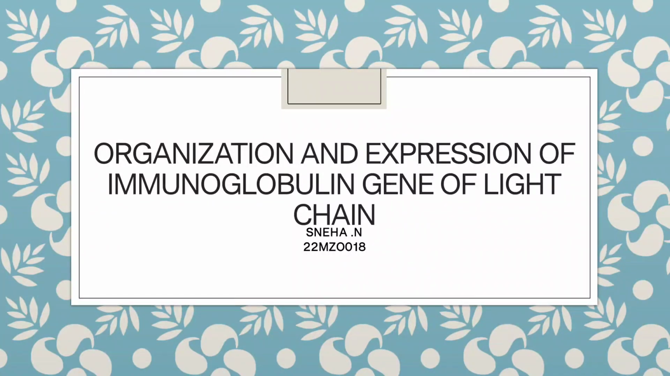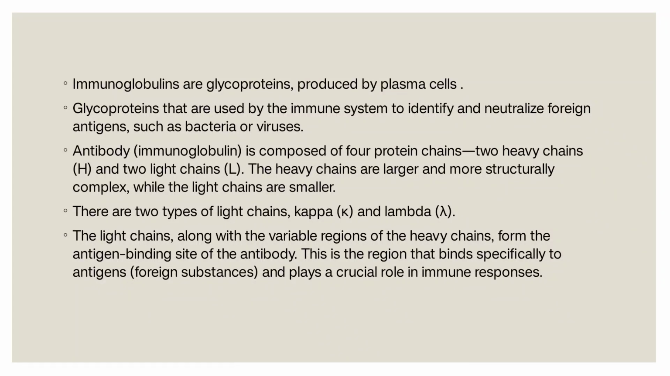Hello everyone. Let's see about organization and expression of immunoglobulin gene of light chain. So first of all, what are immunoglobulins? Immunoglobulins are glycoproteins produced by plasma cells. These glycoproteins are used by the immune cells to identify and neutralize foreign antigens such as bacteria or viruses.